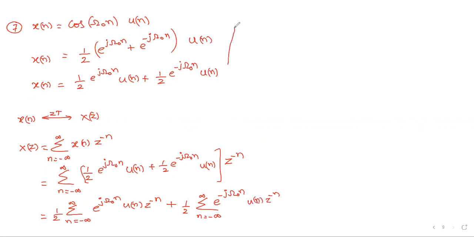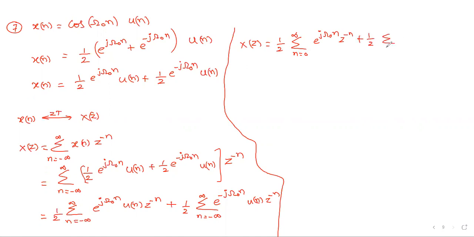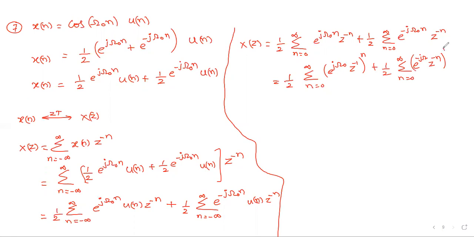power minus n. Now you remember there is a u of n term. So what will be the limits? Limits will be 0 to infinity: 1 by 2 summation n equal to 0 to infinity e power j omega naught n into z power minus n, plus 1 by 2 summation n equal to 0 to infinity e power minus j omega naught n z power minus n. Now 1 by 2 summation n equal to 0 to infinity, we just take e power j omega naught into z power minus 1 whole power n, plus 1 by 2 summation n equal to 0 to infinity e power minus j omega naught into z power minus 1, whole power n.